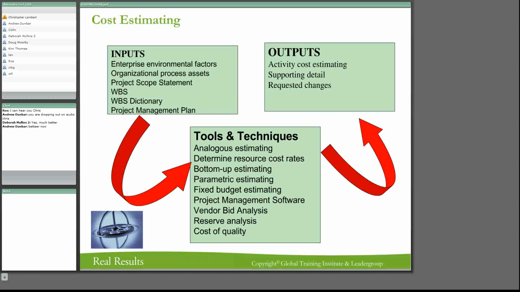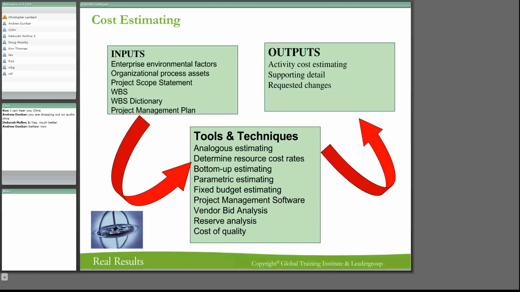So here are some of the tools and techniques. Analogous estimating, and then we have determine the resource cost rates. We have bottom-up estimating, parametric estimating, fixed budget estimating, project management software, which we're not going to talk too much about. It does a lot of costing, helps with the costing. The vendor bid analysis, and then we have reserve analysis and cost of quality.